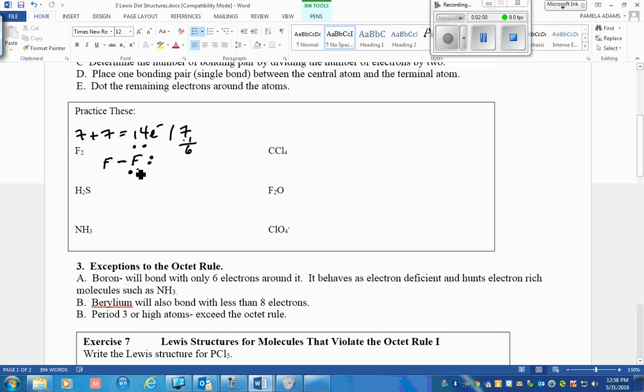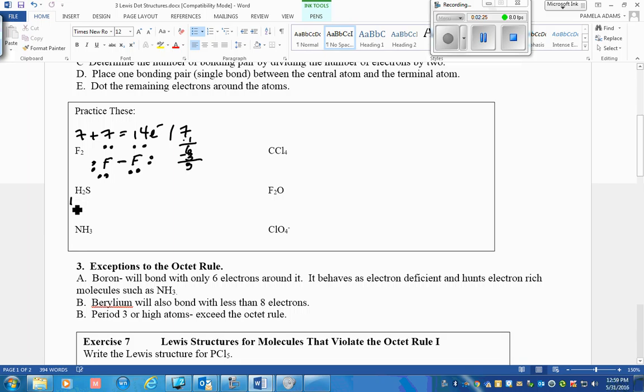Fluorine has 2, 4, 6 electrons that are not shared and 2 that are. That is an octet. And that took up 3 of my electron pairs. So I have 3 more pairs for the other fluorine. And I see that it also has an octet as well. 2, 4, 6, 8 electrons.